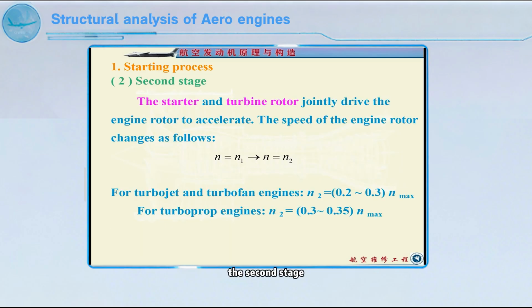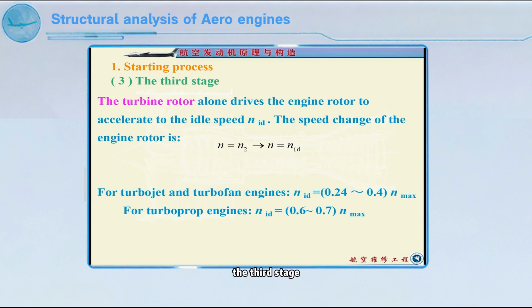The second stage, the driving force for accelerating the engine rotor, comes from the starter and the turbine rotor. That is, the starter and the turbine rotor jointly drive the engine rotor to accelerate. The rotor speed rises from N1 to N2. N2 equals 0.7 to 0.9 times the self-sustaining speed. At this time, the starter can be disengaged.